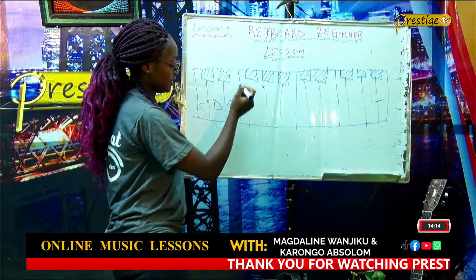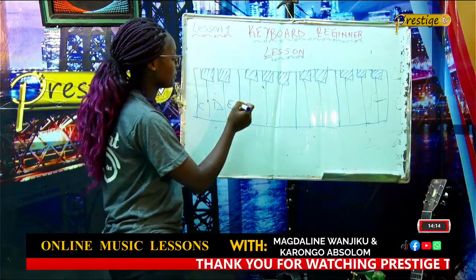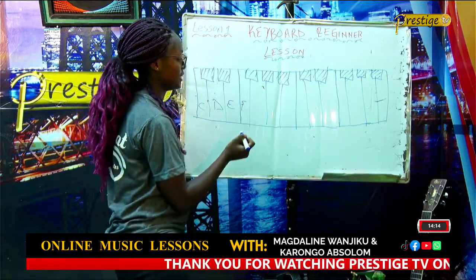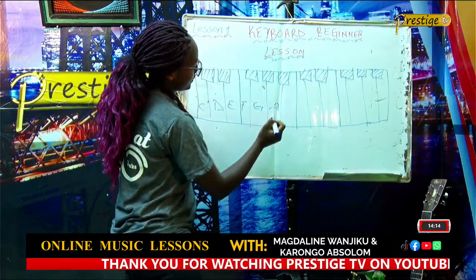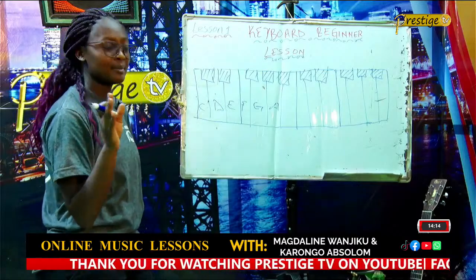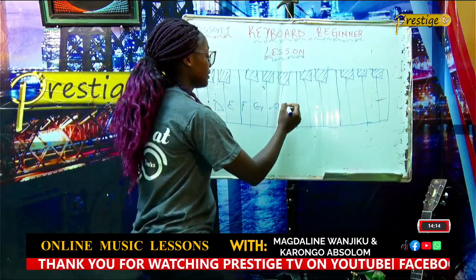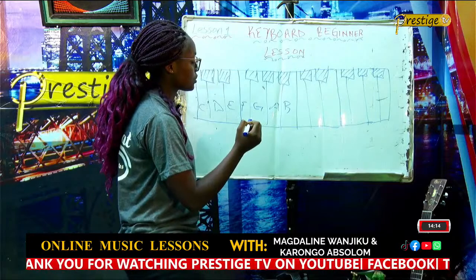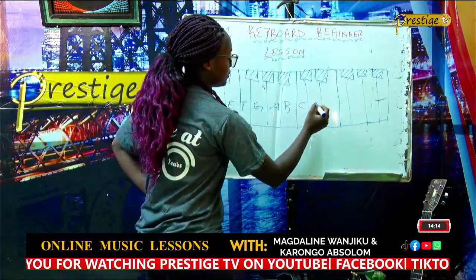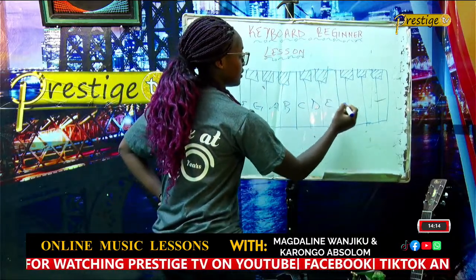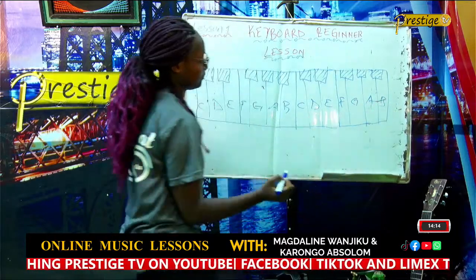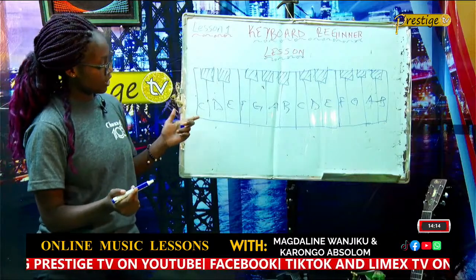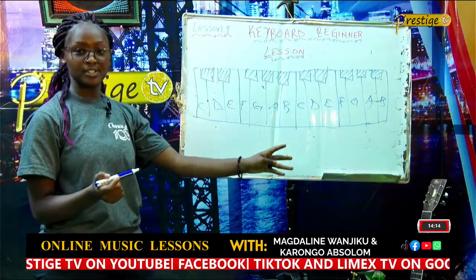And then the following white note after E is F. The notes then go F, G, and then A. When you reach A after 3 black notes, we find B. And then we continue with our sequence. So this is how we name the white notes.